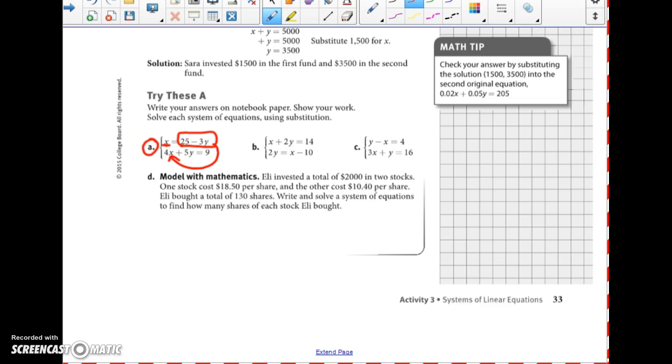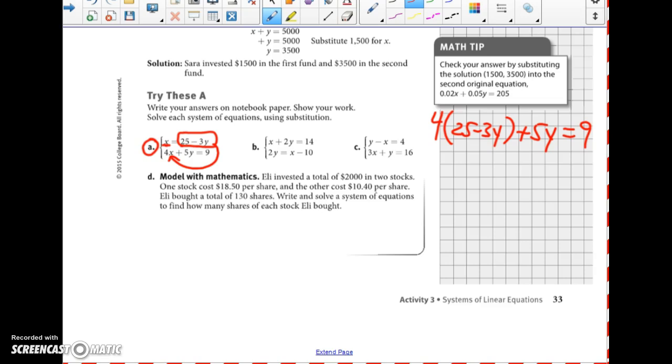All right, so here we go. We're going to do this. Here's 4 times x, and x is 25 minus 3y, plus 5y equals 9. Okay, so everybody good so far? All right, now what's the next? Now look, we only have one variable, it's y. What would you do next to solve for y?